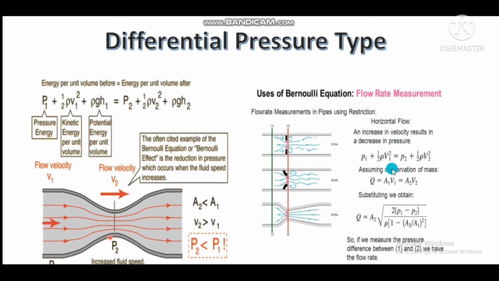Now after getting this equation, by assuming the conservation of mass, that is Q is equal to A1 V1 is equal to A2 V2, we will substitute, and after substituting we will get Q equal to A2 times the square root of 2(P1 minus P2) divided by rho times (1 minus (A2 by A1) whole squared). So this is what we get after substitution. If we measure the pressure difference between point 1 and point 2, we get the flow rate. This is how the flow rate is measured using the differential pressure type, by using Bernoulli's theorem.